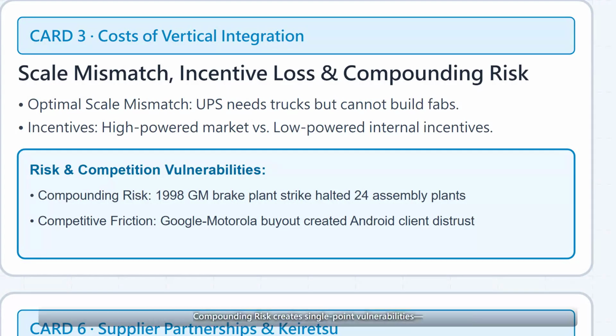Third, compounding risk creates single-point vulnerabilities, demonstrated in 1998 when a strike at one GM brake plant shut down all 24 assembly plants. Finally, integrating vertically can trigger competitive friction, as when Google's acquisition of Motorola created distrust among Android smartphone partners like Samsung.